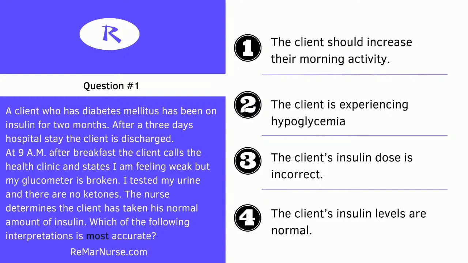A client who has diabetes mellitus has been on insulin for 2 months. After a 3 day hospital stay, the client is discharged. At 9 a.m. after breakfast, the client calls the health clinic and states, "I am feeling weak, but my glucometer is broken. I tested my urine and there are no ketones." The nurse determines the client has taken his normal amount of insulin. Which of the following interpretations is most accurate?